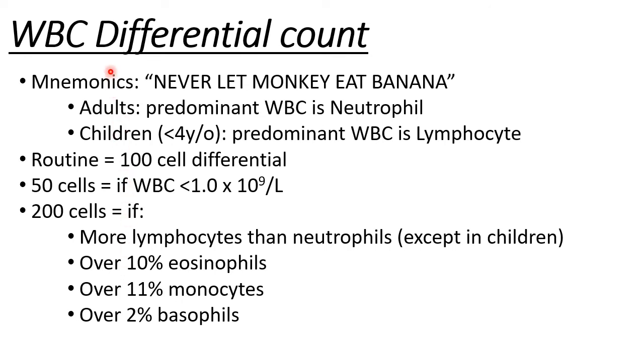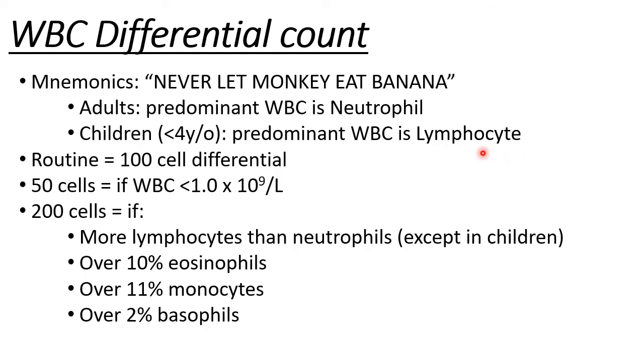Let's proceed with WBC differential count. So, lagi natin tatandaan, no, sino ang pinakamarami and sino ang pinakakonti. Ang ating right sequence dyan is neutrophil, lymphocyte, monocyte, eosinophil, and basophil. So, tandaan natin yung mnemonics na never let monkey eat banana. Pero not at all times, no? Depende yan sa age. Kapag adult, doon predominant ang neutrophil. Kapag sa mga bata who are less than 4 years old, lymphocyte ang mas madami sa kanila.